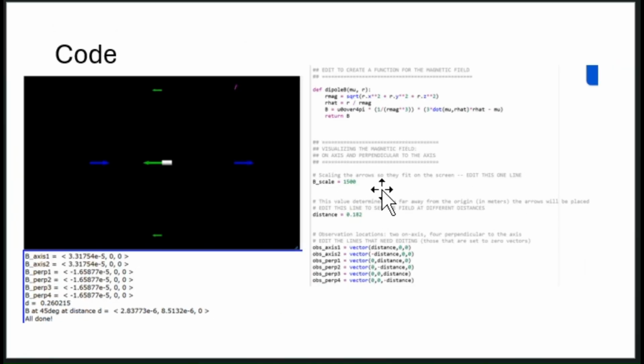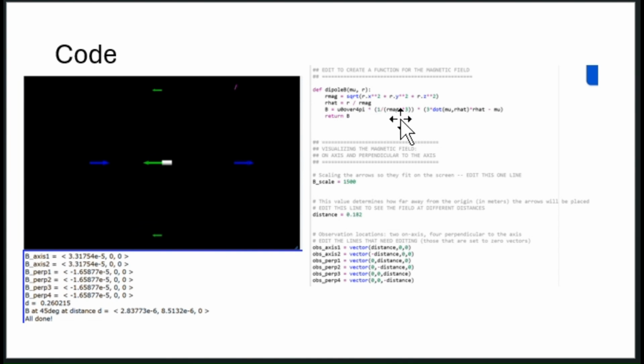And then this is the code, and this is a snapshot of what happens when you run the code. You can see how the on axis has a stronger magnetic field magnitude compared to the off axis.